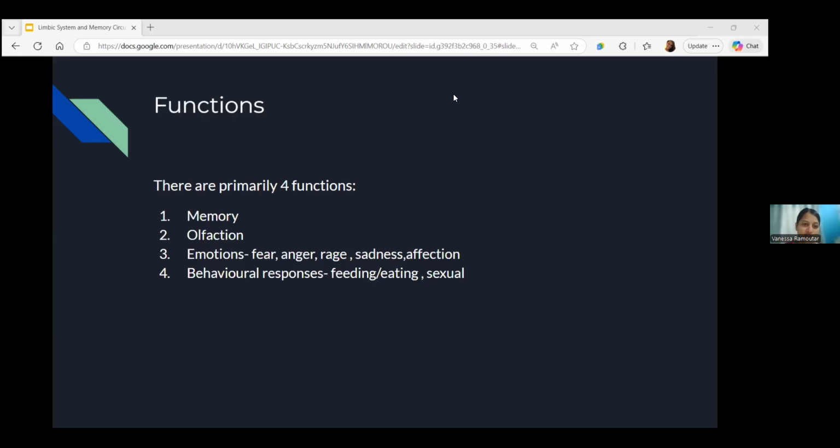Primarily, there are four functions, and I mentioned these before. So memory, olfaction, emotions, and behavioral responses.